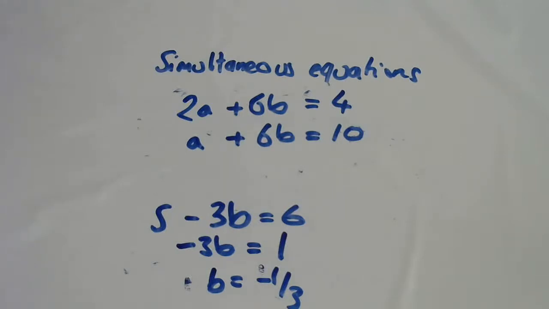So 5 minus 3b equals 6 was the starting point. You move the 5 onto the other side by subtracting 5s, yeah? You take away 5 from both sides. And you end up with minus 3b equals 6 minus 5, which is just 1. I hope that's making sense.